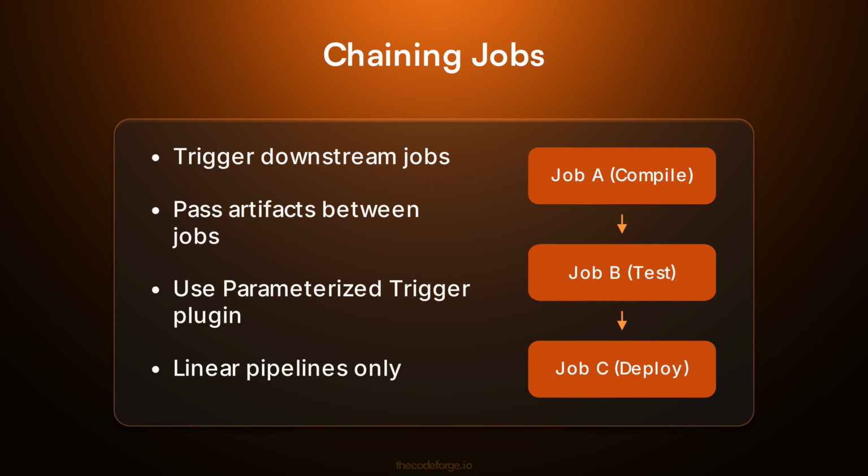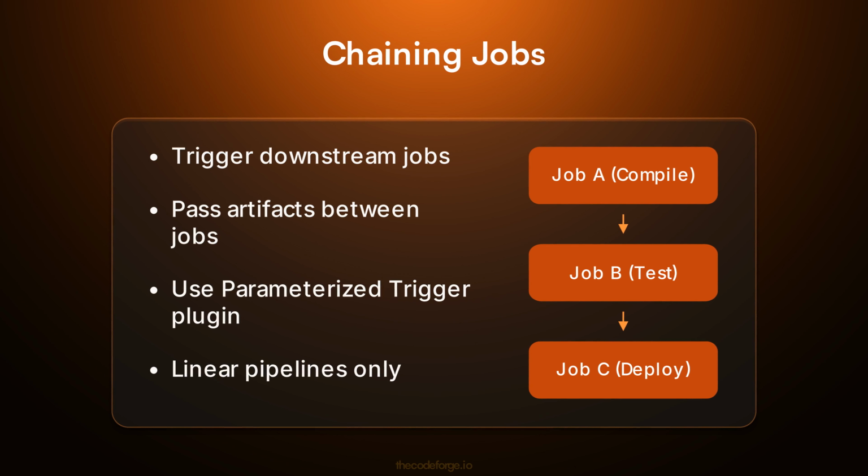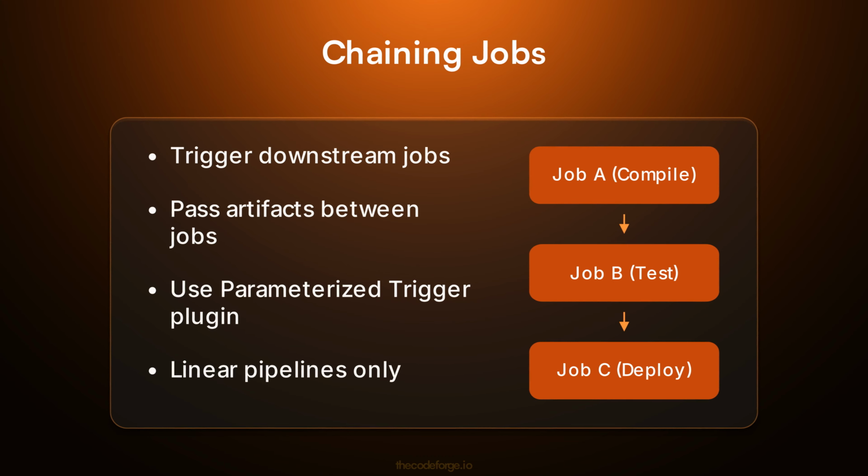You can chain Freestyle Jobs to create a simple pipeline. Use the build other projects post-build action to trigger downstream jobs. Pass artifacts using the Copy Artifacts from Another Project plugin. For complex flows, migrate to pipeline.